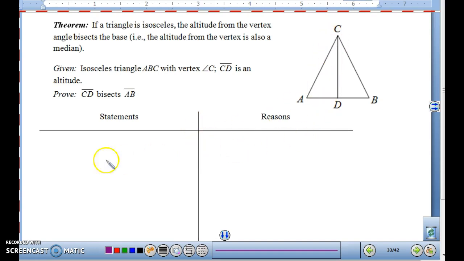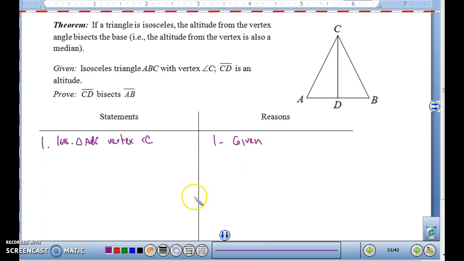So I have my altitude here, and I have my isosceles triangle. So that probably I want to prove that these two triangles are congruent. So let's see if we can do that. Well, I'm going to start out with my statements and reasons, just like we always do. We have isosceles triangle ABC, with vertex C, and that's given.